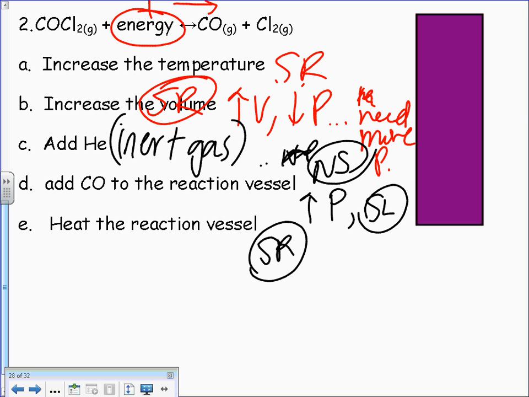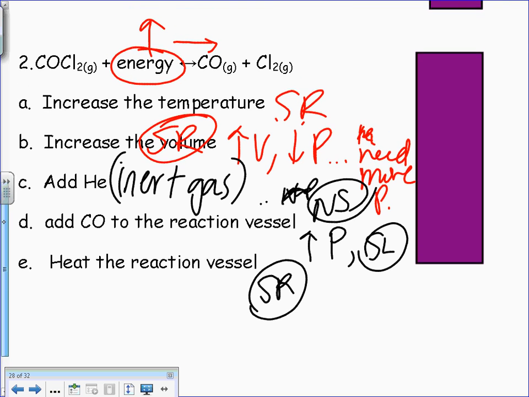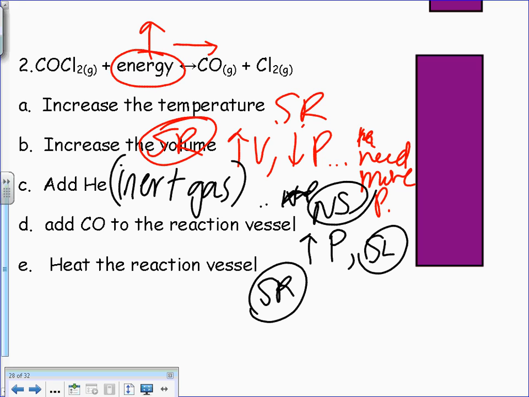Can you explain how to do the problems on number 14? Yes, ma'am. So for increasing the volume, do you not count the coefficients? You do, and that's what I did here. Increasing the volume decreases the pressure, so I need to get more pressure, meaning I need more molecules. There are 2 moles of molecules over here and only 1 mole over here. This is number 2, indicating the question we're on. So 1 mole versus 2 moles of molecules is going to give us more collisions in the container, which gives us more pressure. So that one was a shift right.